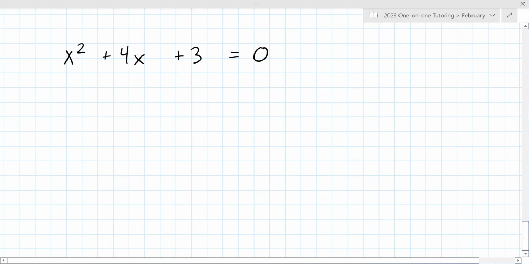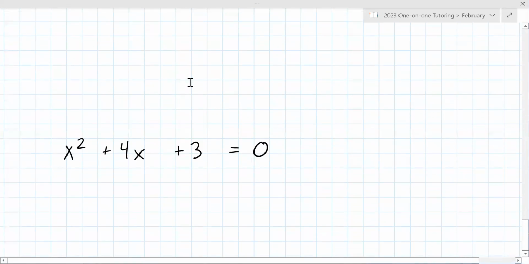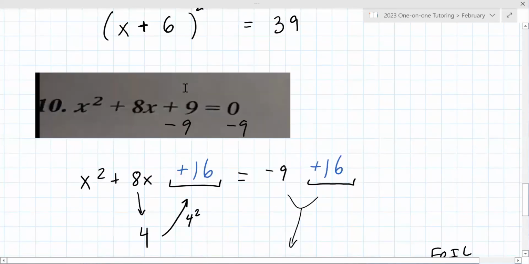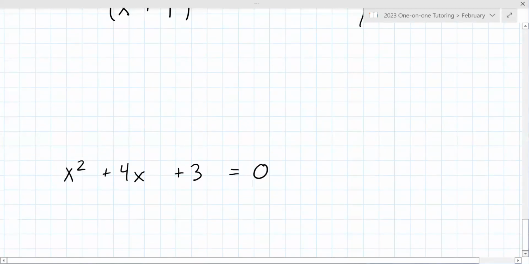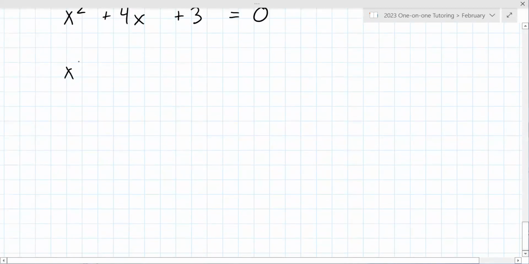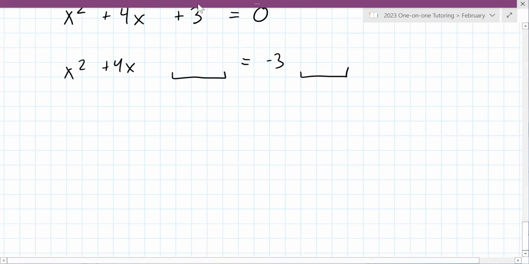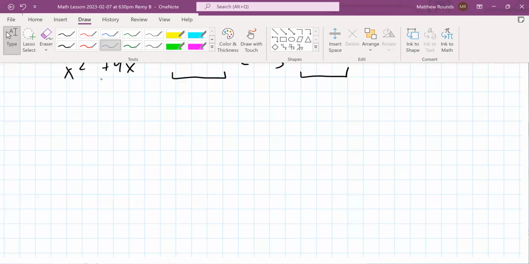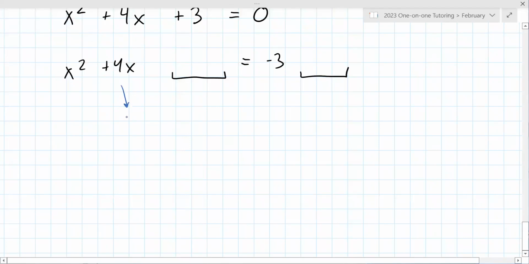This is kind of like the last one. Okay, so let's go back and look at what we did in the first step. First, subtract 3. So that'd be x squared plus 4x, blank, equals -3, blank.